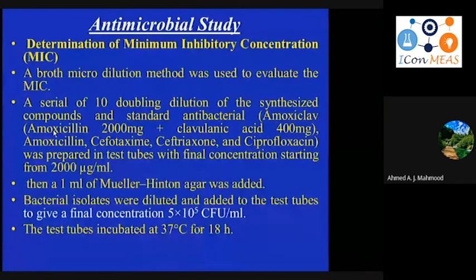Determination of the minimum inhibitory concentration, the MIC. The broth microdilution method was used to evaluate the MIC. A series of 10 doubling dilutions of the synthesized compounds and the standard antibacterials, which are amoxiclav, amoxicillin, cefotaxime, ceftriaxone, and ciprofloxacin, was prepared in test tubes with the final concentration starting from 2000 microgram per ml. Then 1 ml of Mueller-Hinton broth was added. Bacterial isolates were diluted and added to the test tubes. The test tubes were incubated at 37 degrees centigrade for 18 hours.